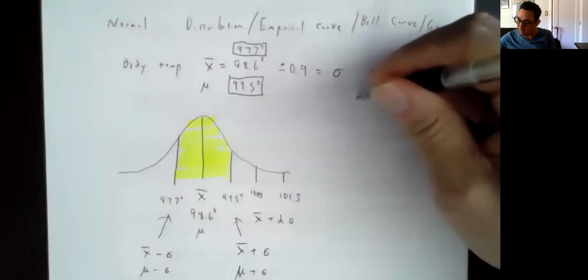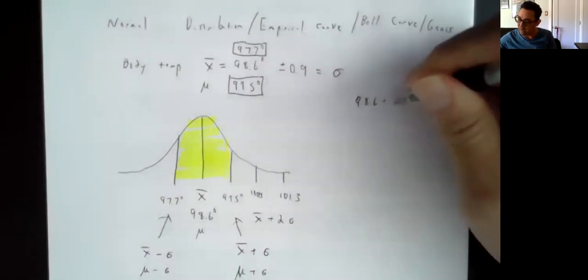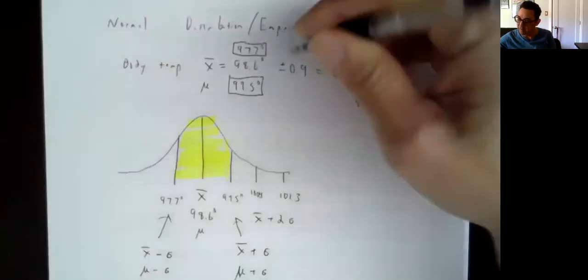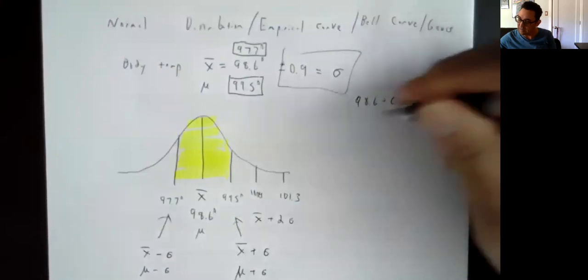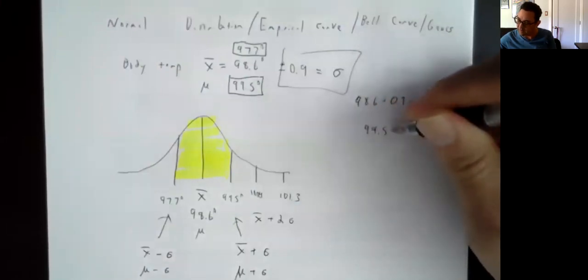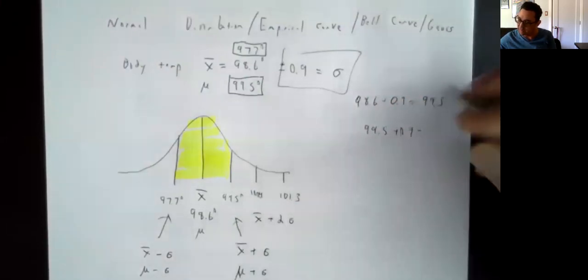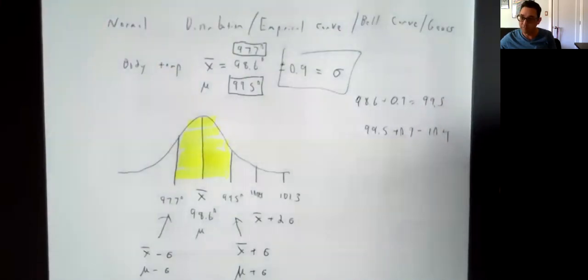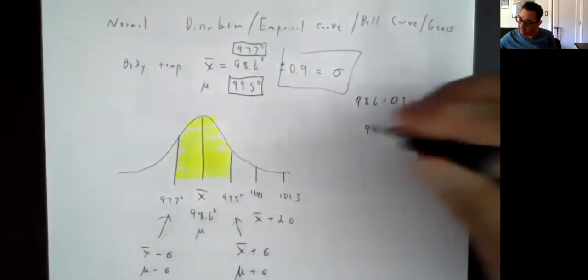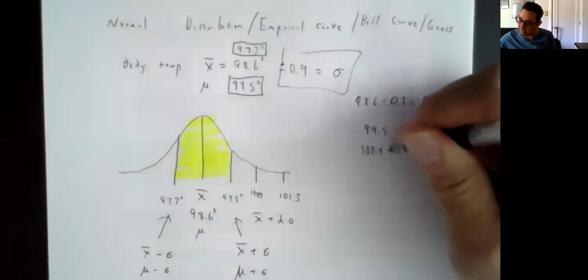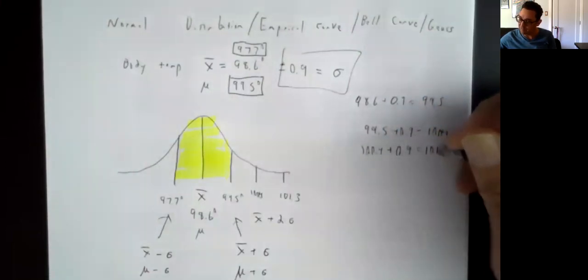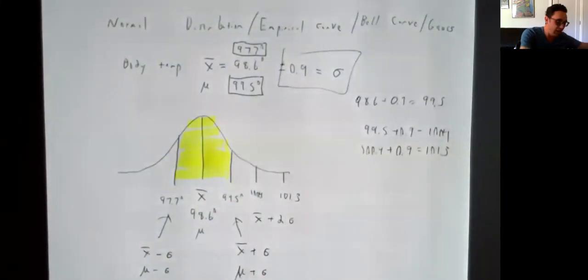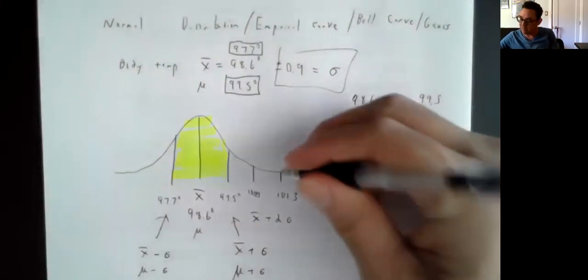Right, so I took 98.6 and added 0.9, the standard deviation, to get the 99.5. Then I took the 99.5 and added another 0.9 to get 100.4. And then I took that 100.4 and added another 0.9 to get the 101.3. And all of these numbers here, and of course, there are numbers past 101.9.